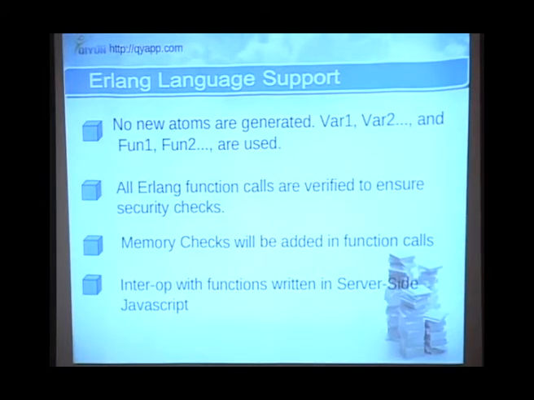All Erlang function calls are verified to ensure security checks. So for example, for open file, we need to ensure the first thing is that open file is an allowed function, and that it can only be used on this path. So we do all kinds of checks to ensure that it's actually safe. Memory checks, of course, are all in the function calls.